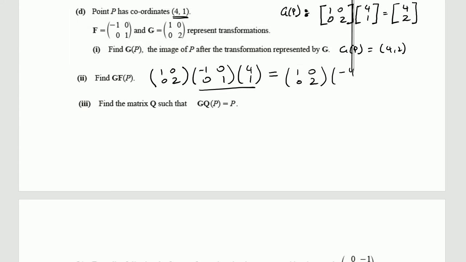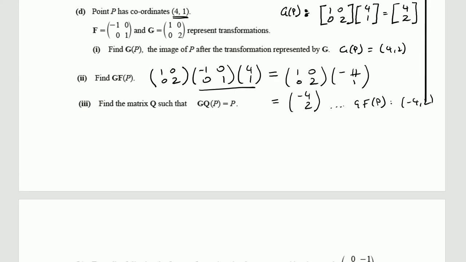Sorry for the glitch. -4 and 1. Now if I multiply this matrix with this vector, I'm going to get -4 on the top and 2 on the bottom. And so GFP is the point -4, 2.